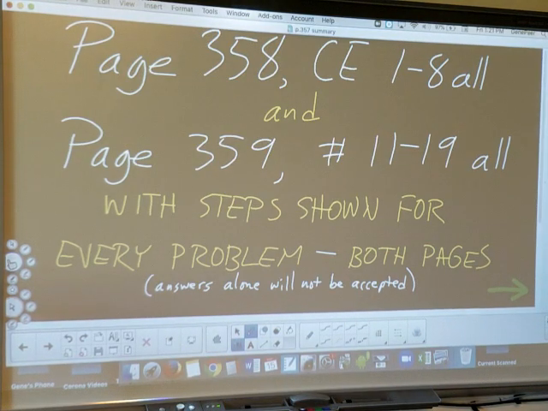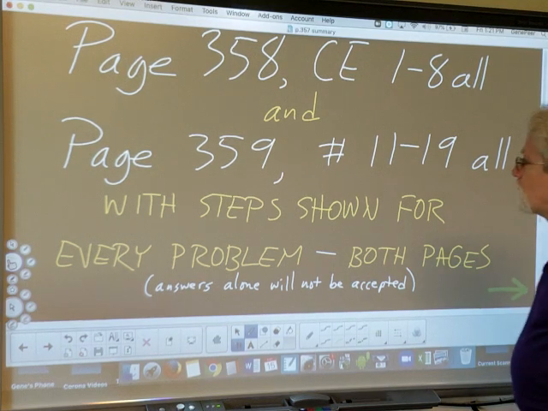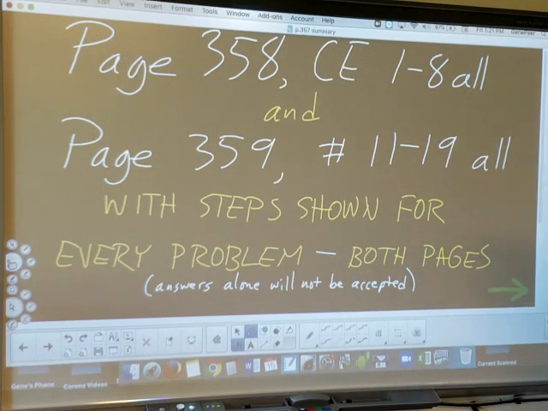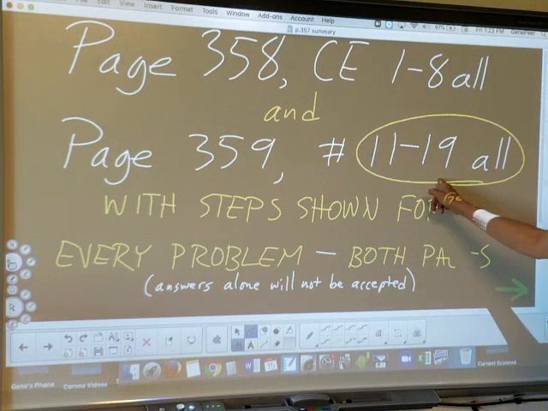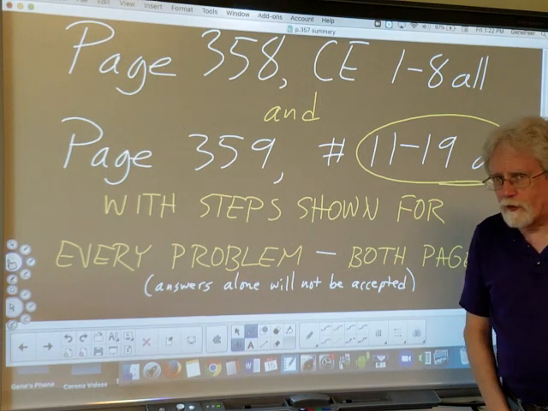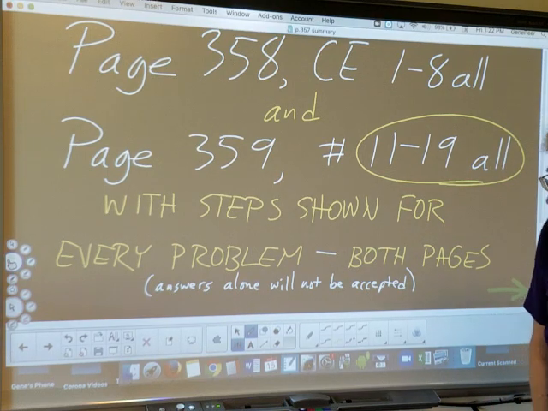All right, now here's your assignment. Oh, and we're not quite done yet, but your assignment is page 358, classroom exercises 1 through 8 all, and on 359, numbers 11 through 19 all. Notice these are written exercises. That means the odd numbered answers are on the back of the book. Please, oh please, check yourself in the back of the book.